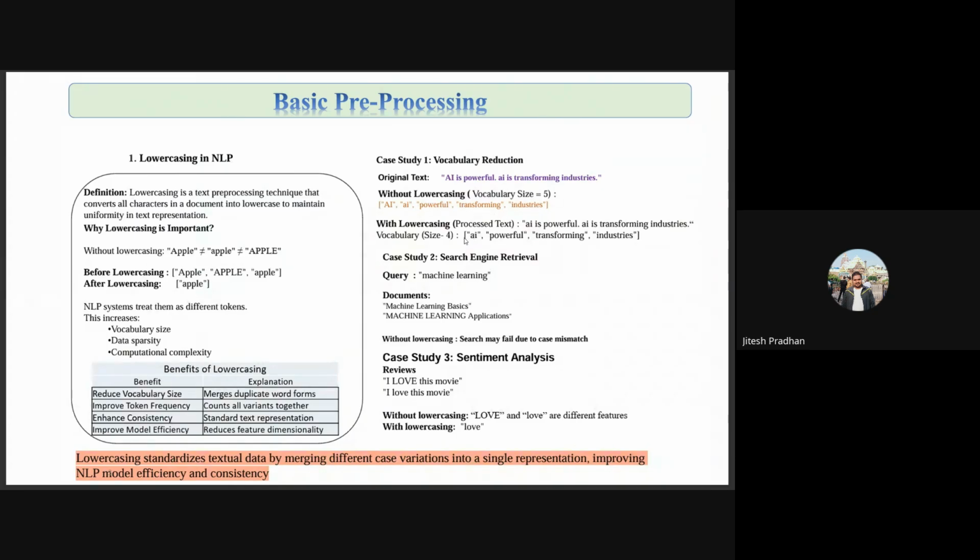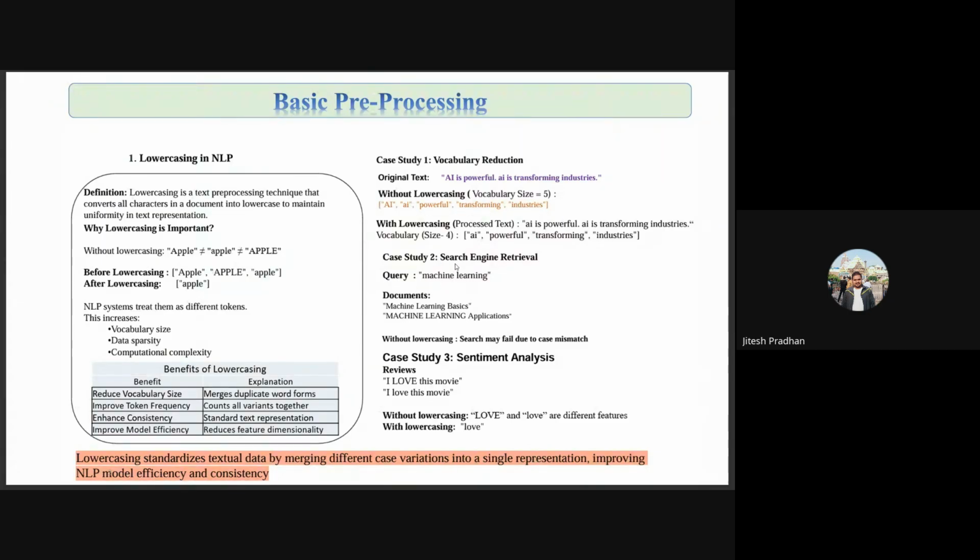Now, with lowercasing, the vocabulary size is reduced to 4. We have lowercased everything, so the entire text is in lowercase: AI is powerful, AI is transforming industries. Now AI, powerful, transforming, industry are the 4 different words present in our vocabulary. So the vocab size is 4 now.